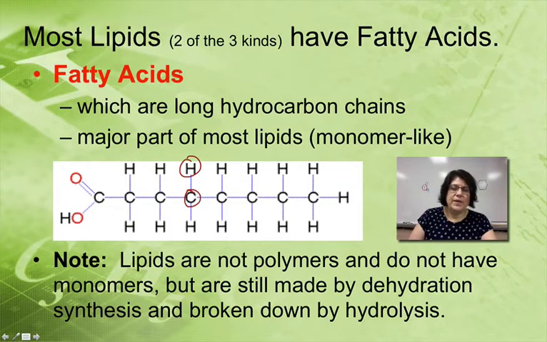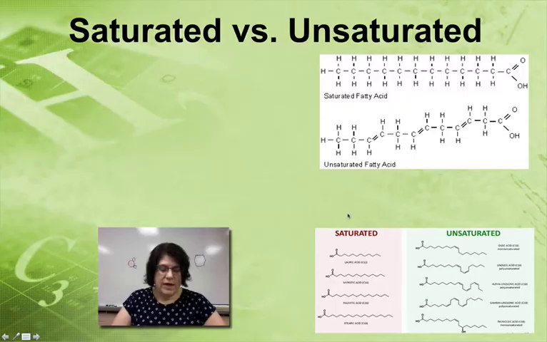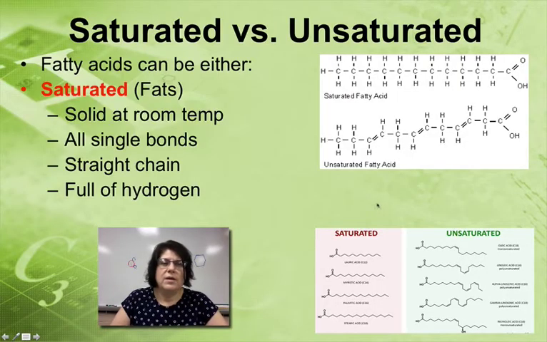Reminder at the bottom, they don't really have a polymer. They're not really polymers. They're not chains of anything, but they are still big molecules. They're still made by dehydration synthesis and broken down by hydrolysis. So they do follow most of the rules of macromolecules. So there are different types of fatty acids. They can be saturated or unsaturated, and you can see those in the pictures.